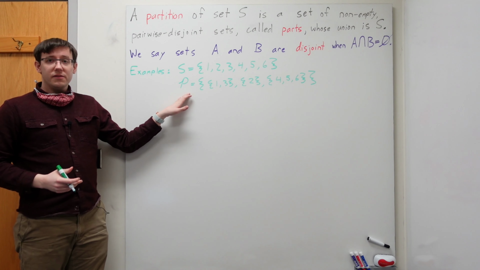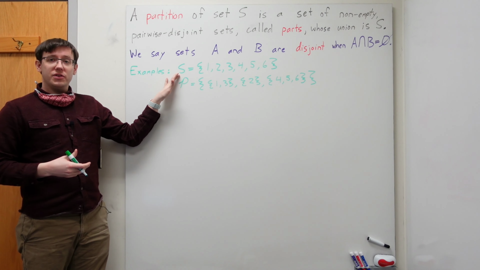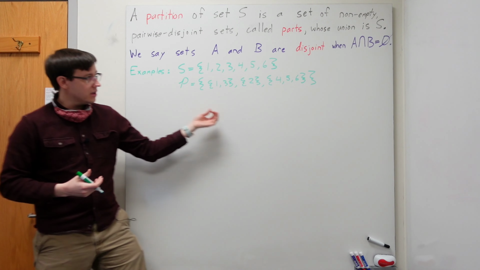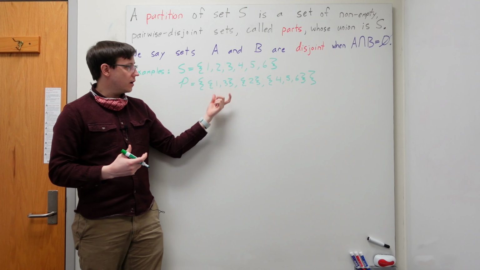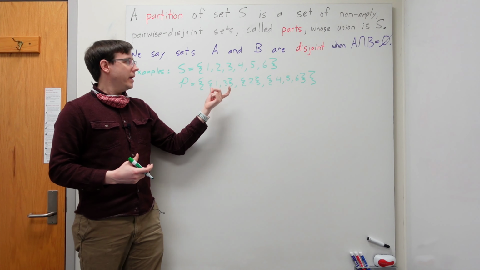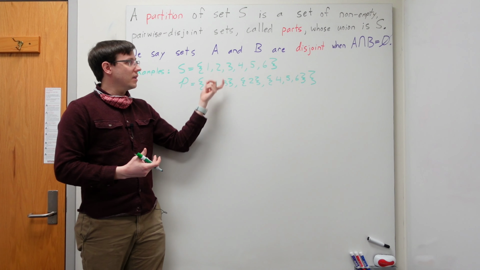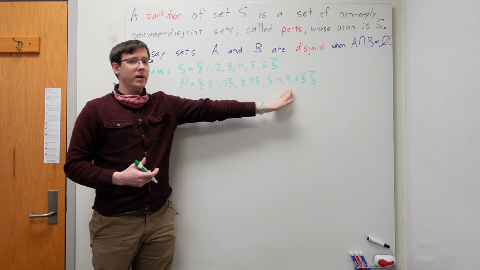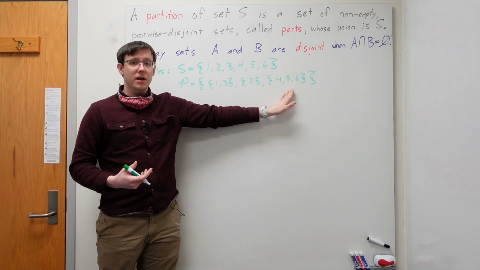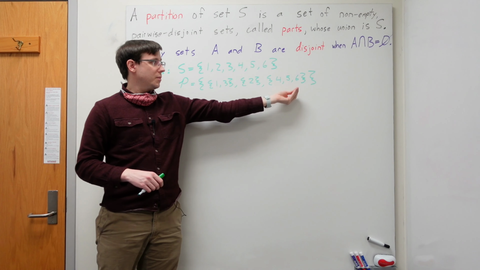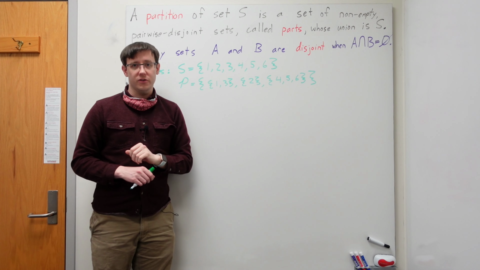So here we have a partition of the set S. The partition is a set, and the elements of the partition, the parts, are also sets. And each of these parts is a subset of S, where all of them are non-empty and non-overlapping. And if we were to union them all together, we would get back the original set.